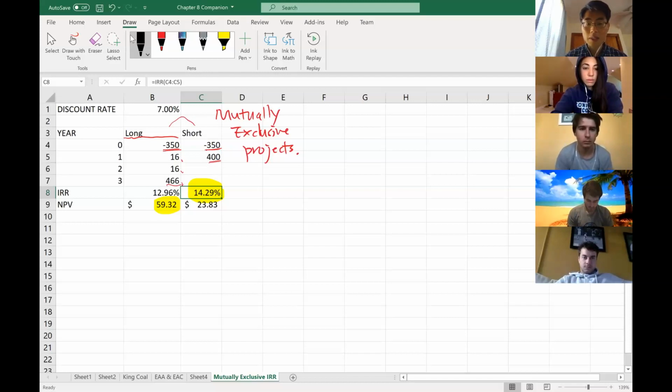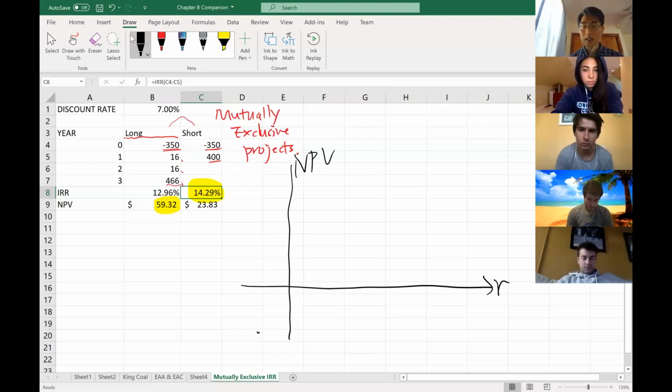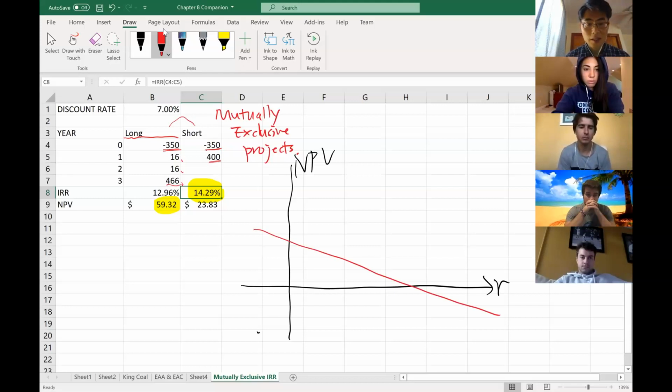So think about the relationship between NPV and the discount rate. This is the net present value, and this is the discount rate. Think about the NPV profile of the short-term project. Say this one is for the short-term project. Because a short-term project is just like a short-term bond, its NPV is not as sensitive to changes in interest rate as the long-term project. So its NPV profile is more flat, like this. And we know that its internal rate of return is 14.29%. So this is 14.29%, the discount rate that makes the net present value equal to 0.